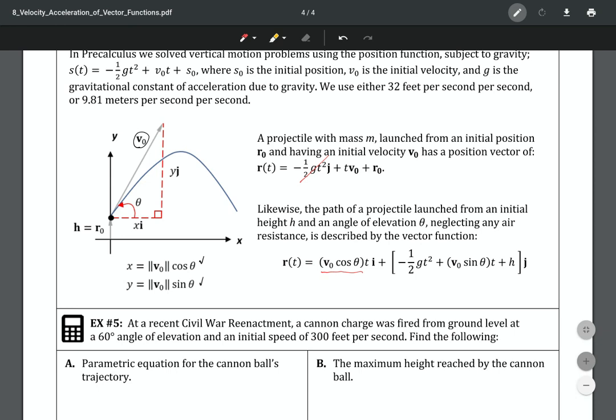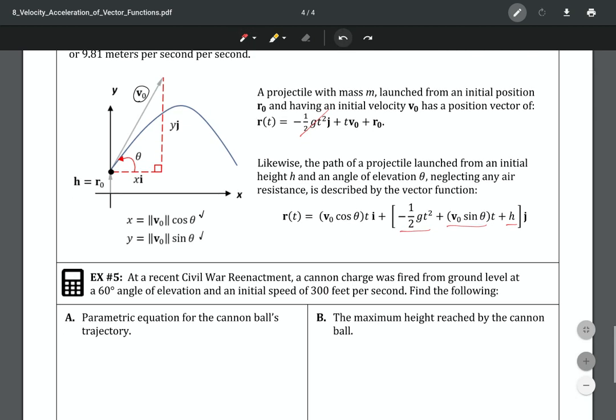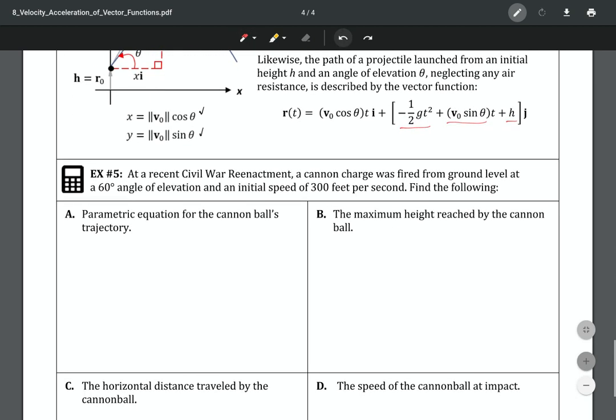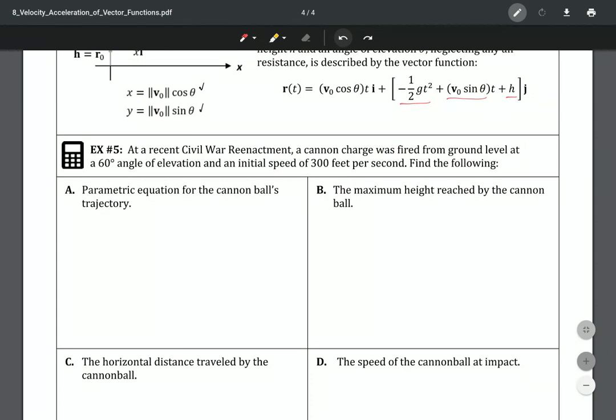Okay. Now, in the y direction, notice that you have initial velocity, and you also have this, which is the gravitational force acting upon the object, and you have initial height. This one should also really have the initial position in the x direction, although they don't write it, don't know why. But let's just go to example 5, all right? I'll stop complaining about this curriculum.